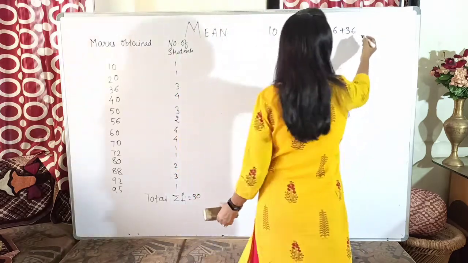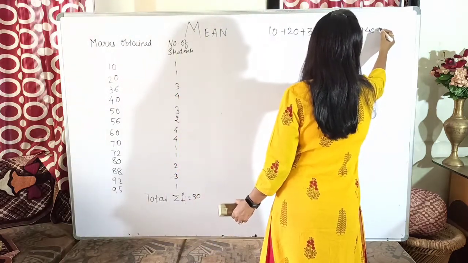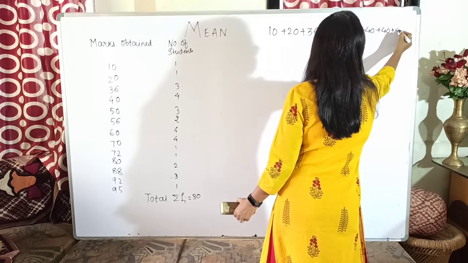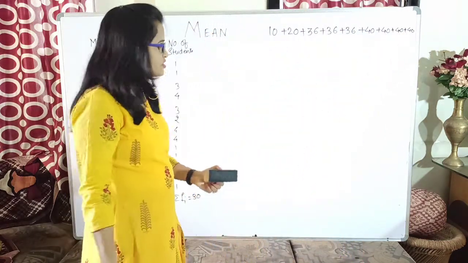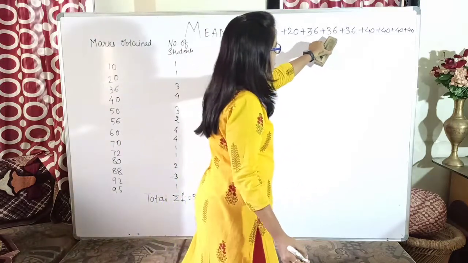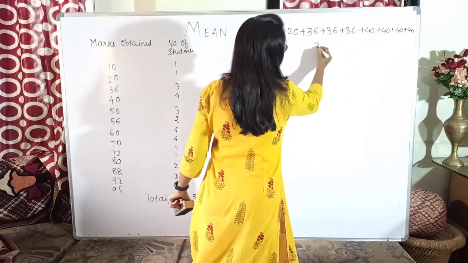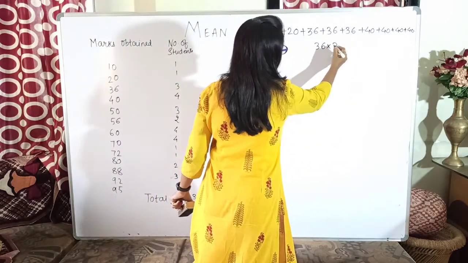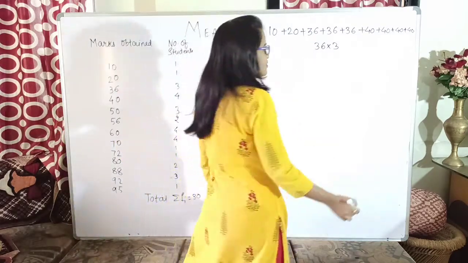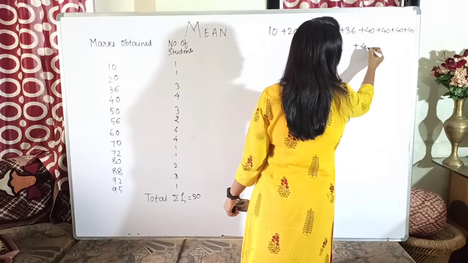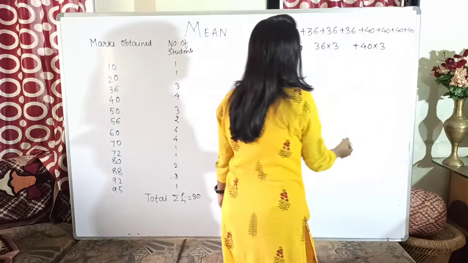Similarly, 40, 4 times. Okay, so as I have told you, this will become a very tedious process. So instead of writing 36, 36, 36, I can write it as 36 into 3. Yes, repeated addition can be converted into multiplication. Similarly here it will be 40 into 3.